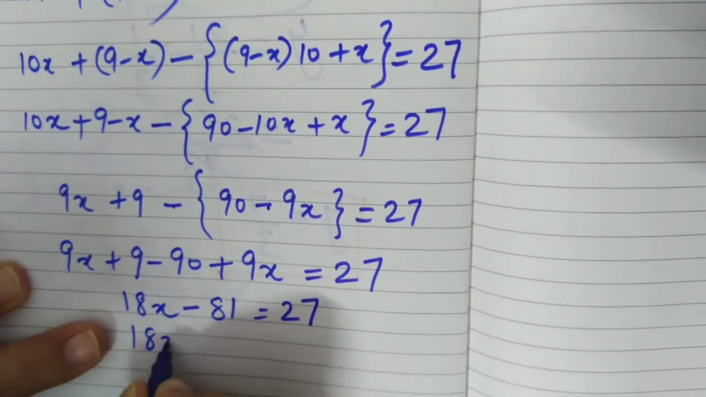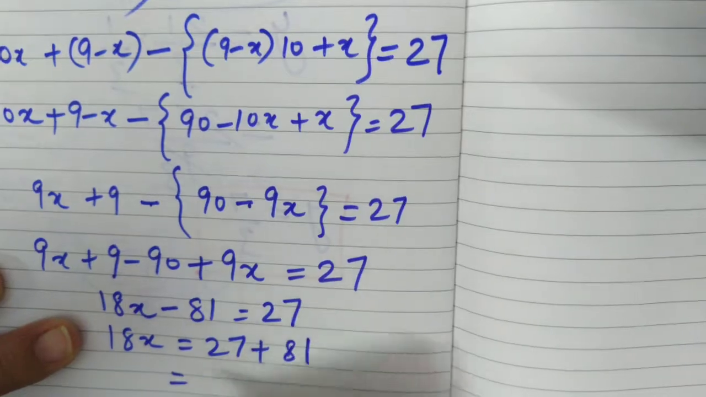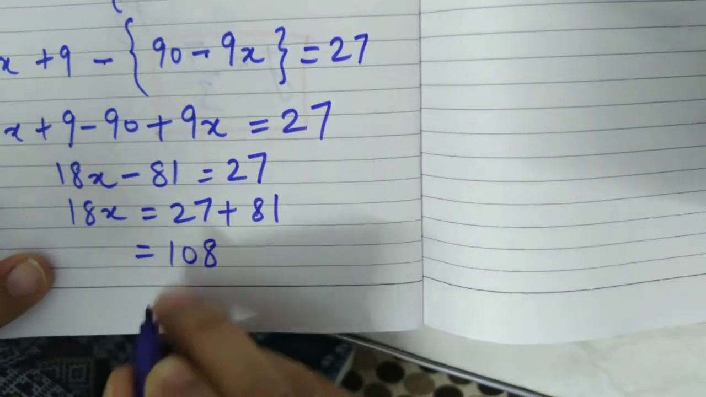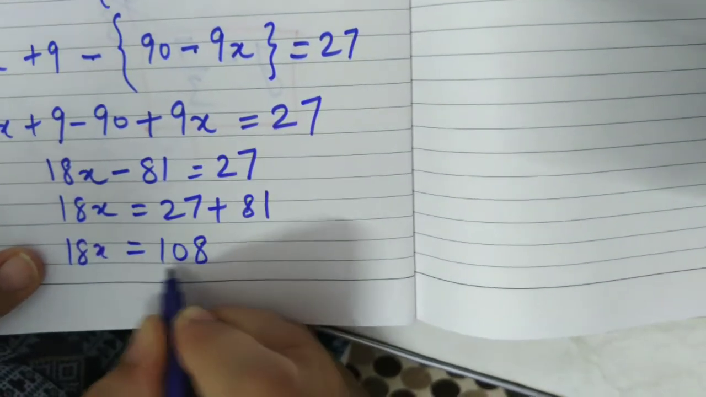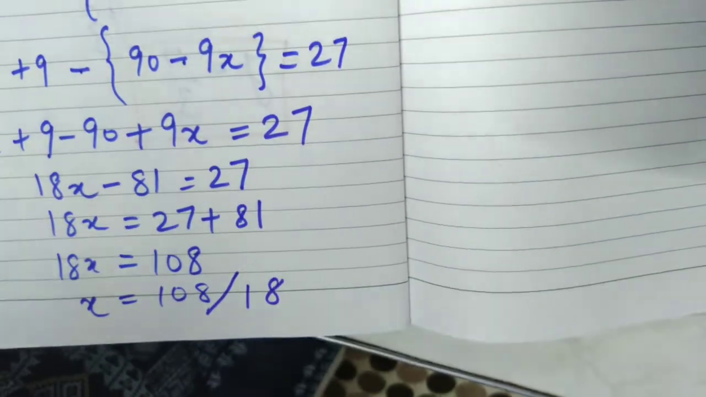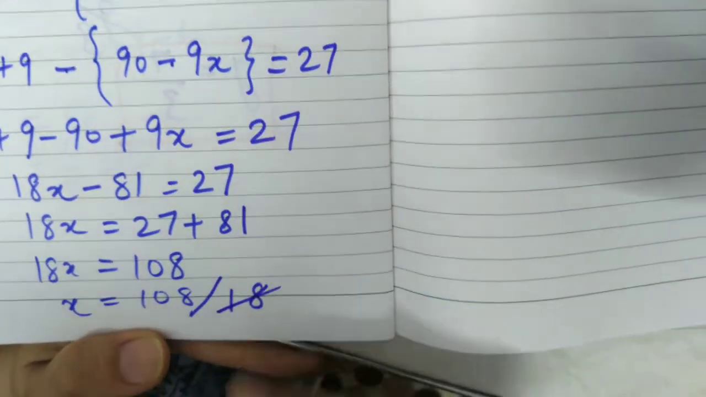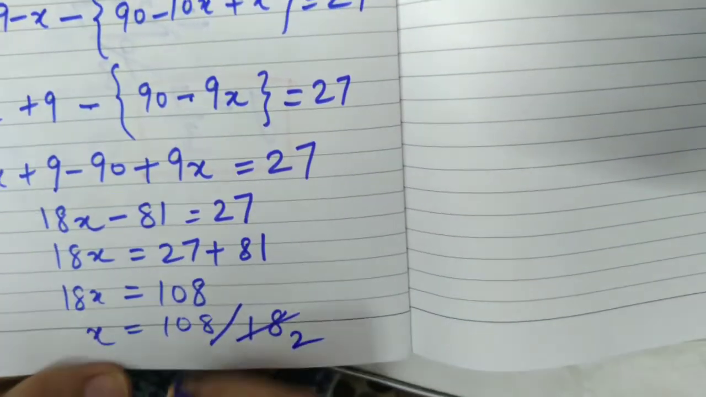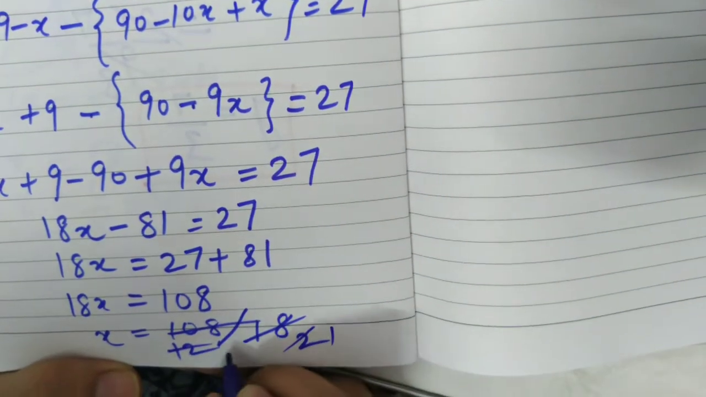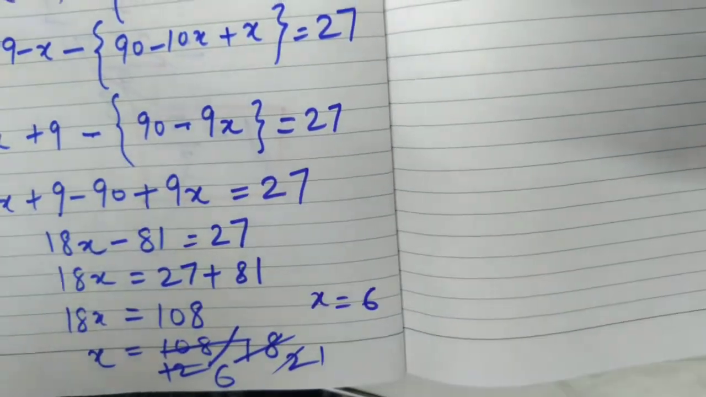Okay, so here 18x is equal to 27 plus 81. So that comes to 108. So 18x is equal to 108. So x will be 108 divided by 18. We can further simplify this: 9 ones are 9, 9 twos are 18. So x is 6. Now here x is 6.